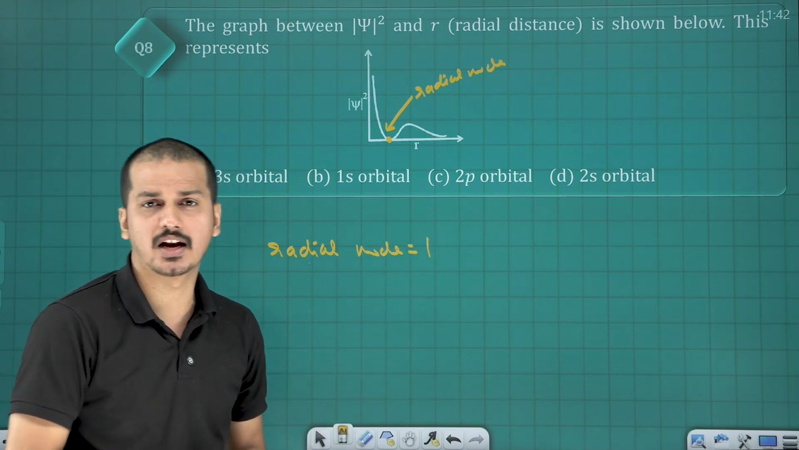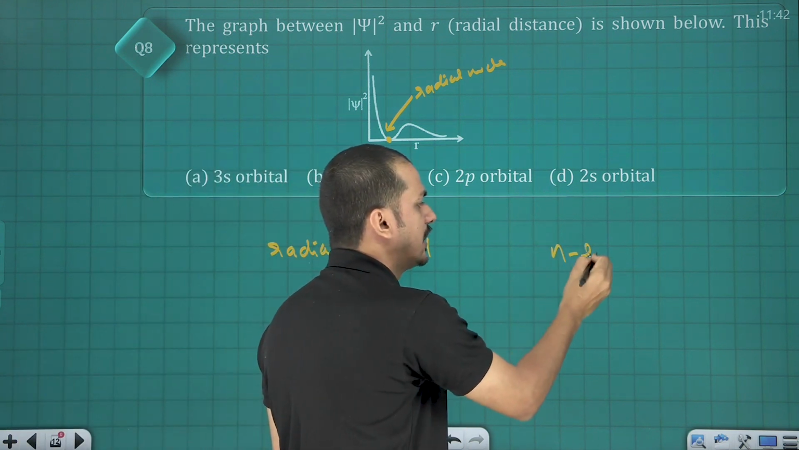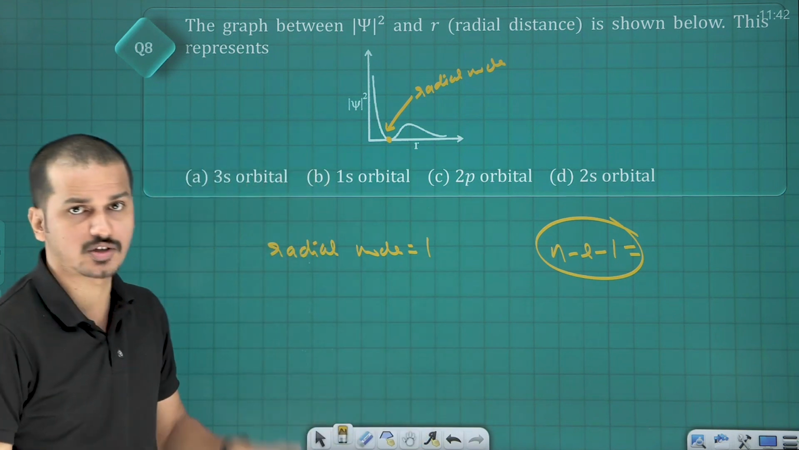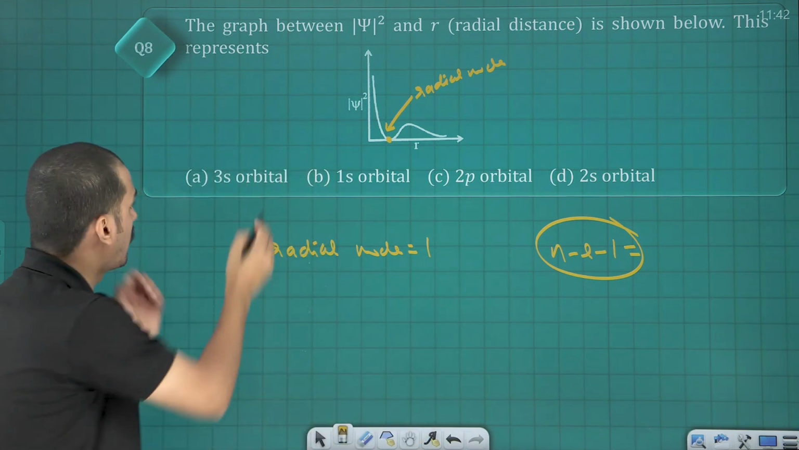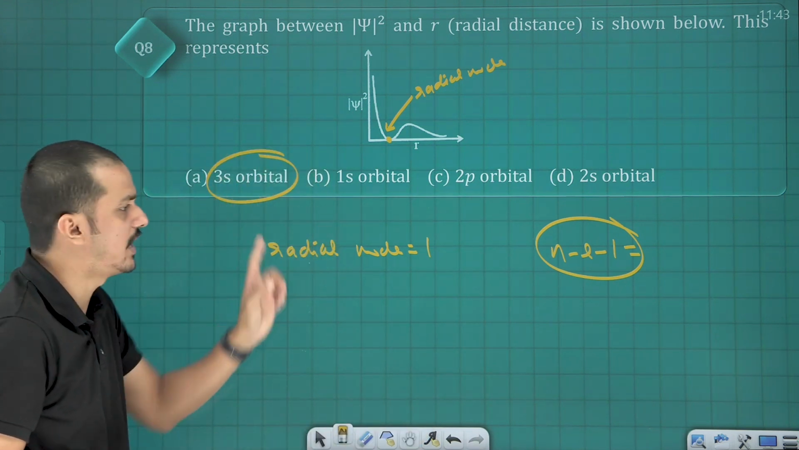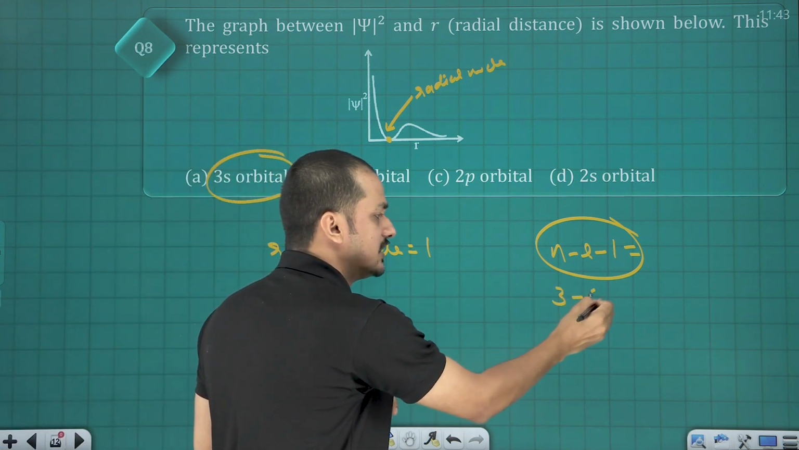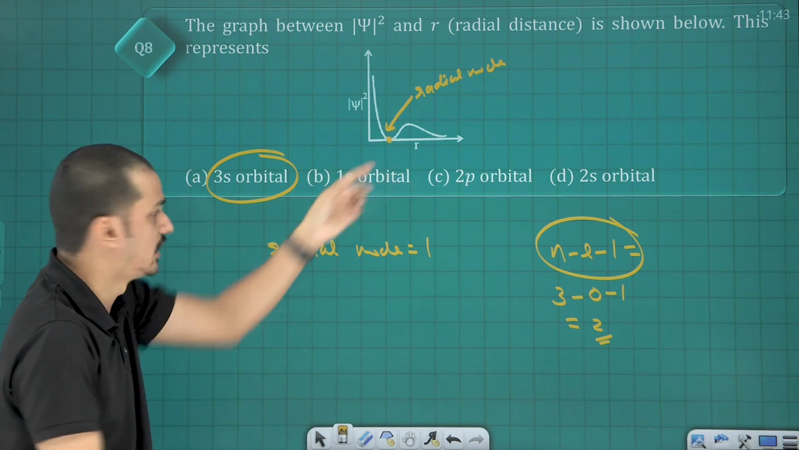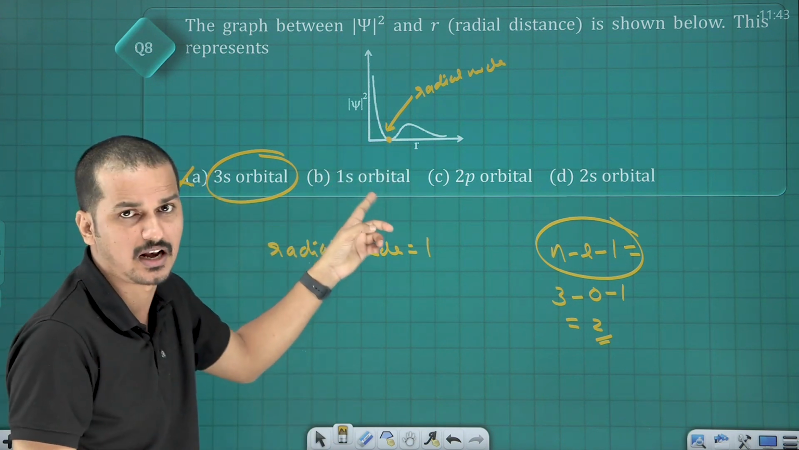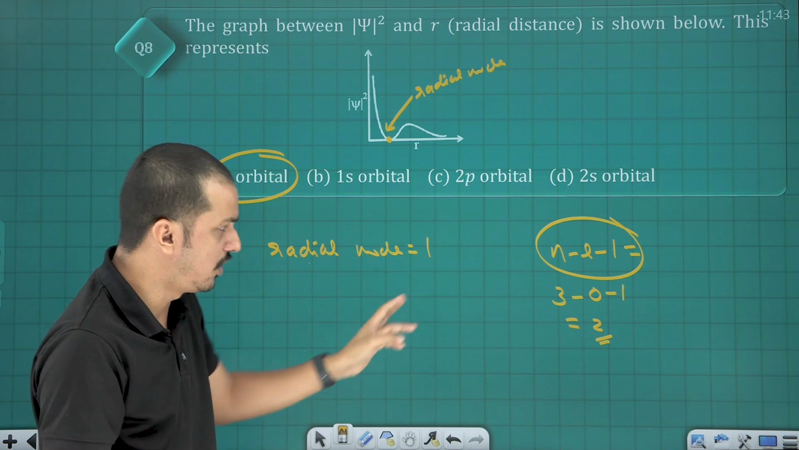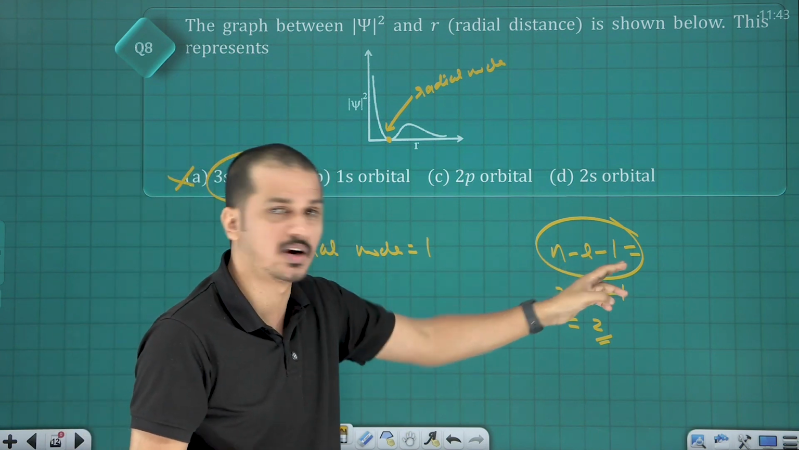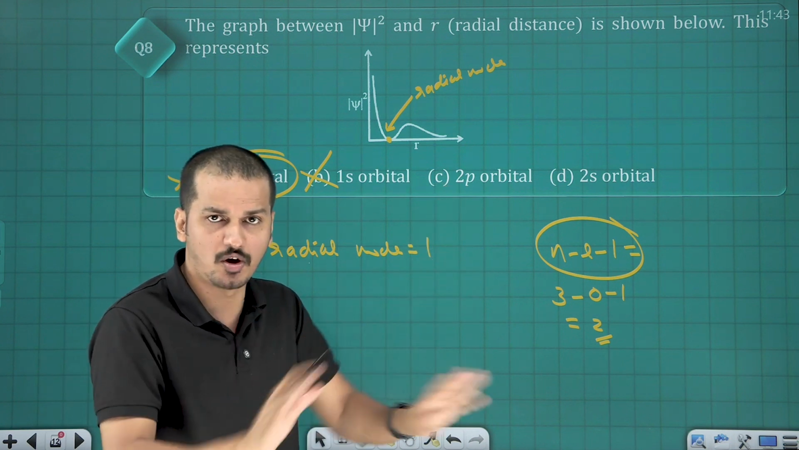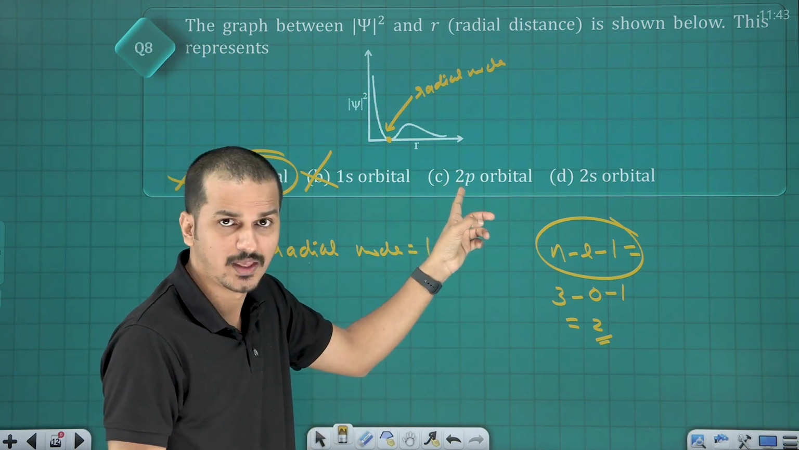What's the formula for finding radial nodes? N minus L minus 1. That's the formula for finding radial or spherical nodes. So what about the 3s orbital? N minus L minus 1 means 3 minus 0 minus 1, so 2 radial nodes are there. Here only 1 radial node is there, so that is not the answer. What about the 1s orbital? The 1s orbital has no nodes, because 1 minus 0 minus 1 means 0 nodes. That is not the answer. What about the 2p orbital? The 2p orbital also has no radial node. Why? N is equal to 2, L is equal to 1.